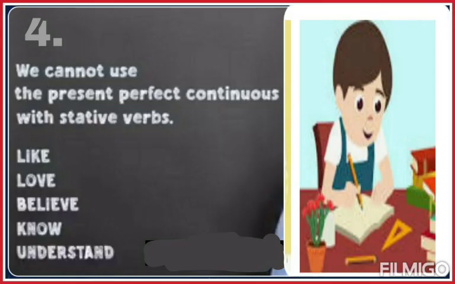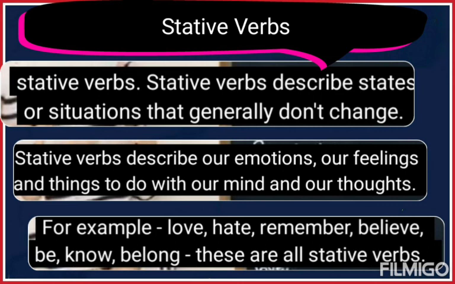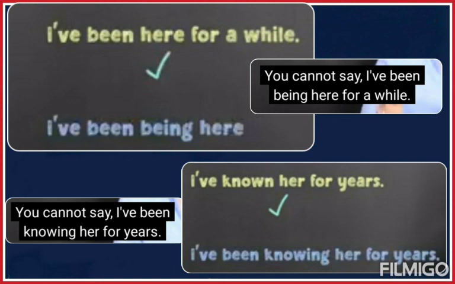Now, we know that we can't use the present perfect continuous tense with stative verbs. So what are stative verbs? Stative verbs describe states or situations that generally don't change. These describe our emotions, our feelings, and things to do with our minds and thoughts. Love, hate, remember, believe, be, know, belong. All these are stative verbs, and these are not used with present perfect continuous tense.